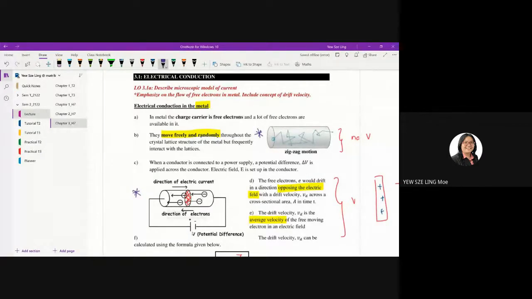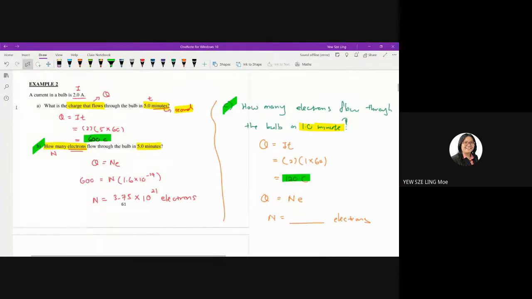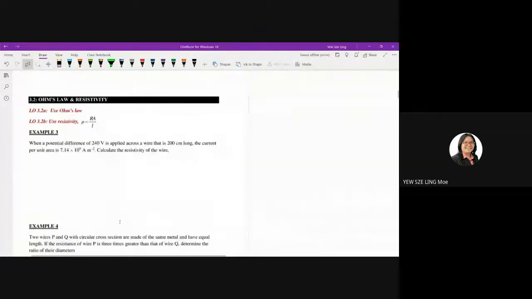All right, so this one I'll leave it to you. You go through it again and see what happens to the F, E, I, V, all these terms, the directions of motion especially. All right, now let us go back to the questions. So we are done with 3.1, the two calculation-type questions and the diagram sketching questions. Let's look at 3.2. In 3.2, we have Ohm's law and resistivity.